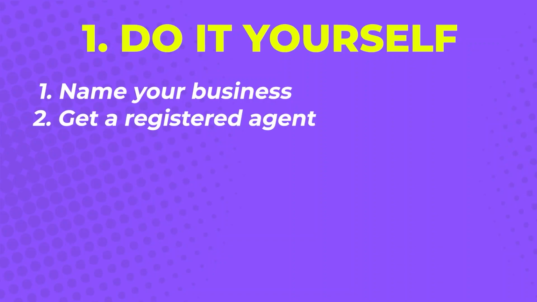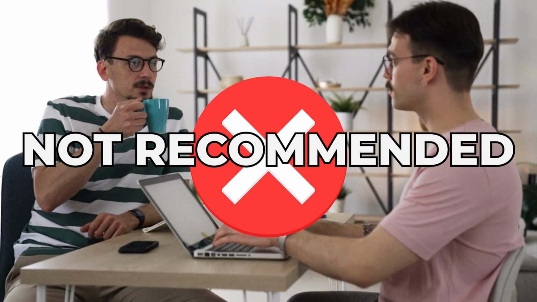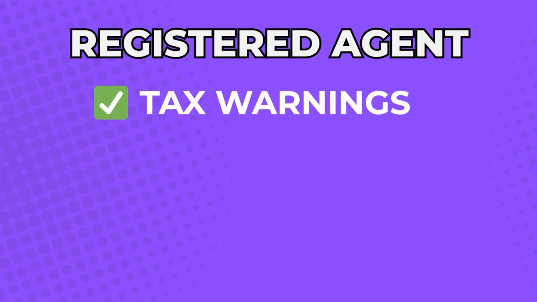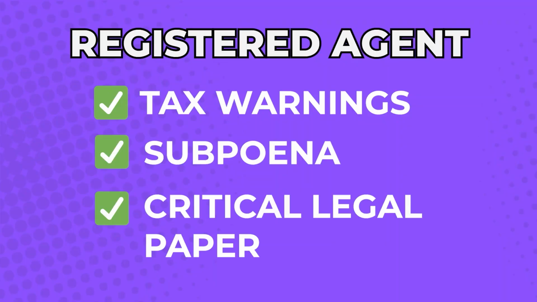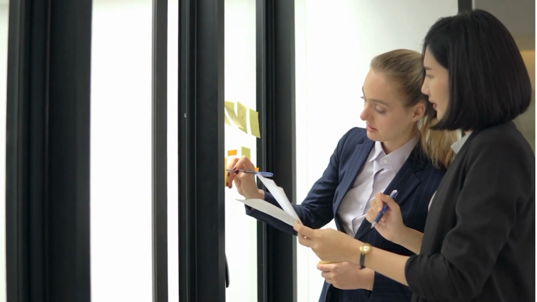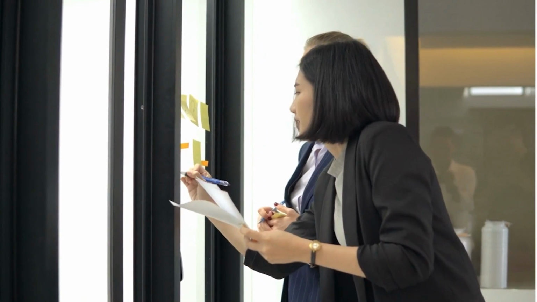Step 2. Get a registered agent. Kansas requires LLCs to have a registered agent who will serve as a primary point of contact for anything that has to do with your business. Although it's possible to register your own name or the name of friends and family as the agent, I highly recommend getting a professional. The registered agent will be receiving and managing tax warnings, subpoenas, and other critical legal papers on your behalf. While you may have trusted friends and family members who are willing to help out, a professional registered agent has the training needed to sort out potential issues and protect your company at all costs.